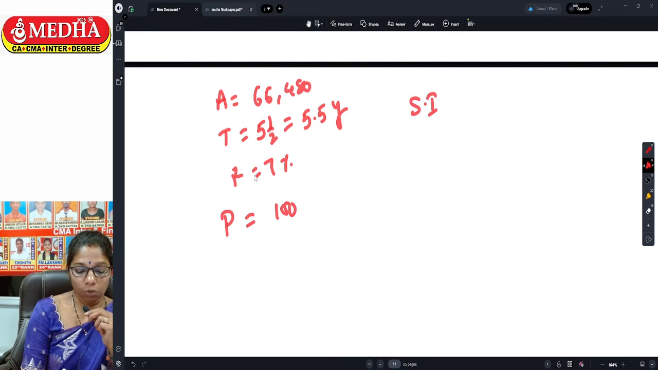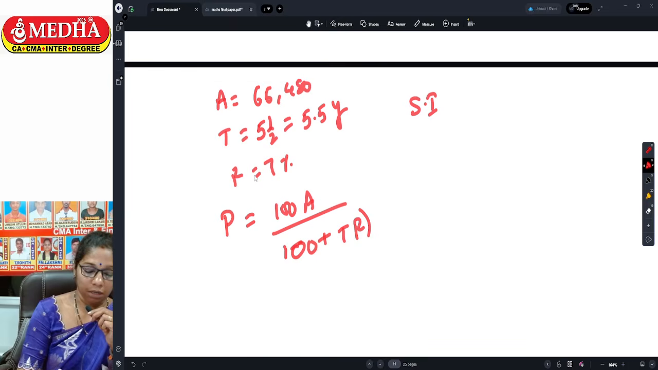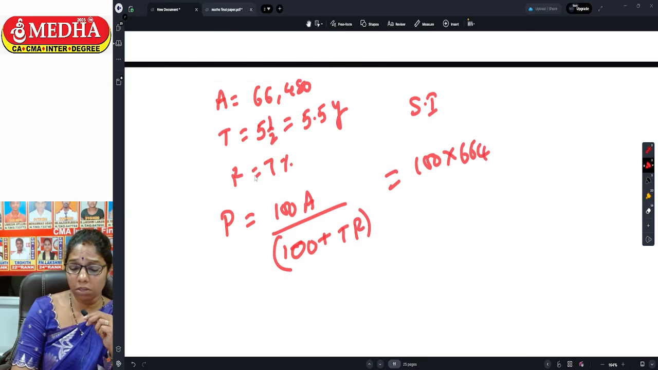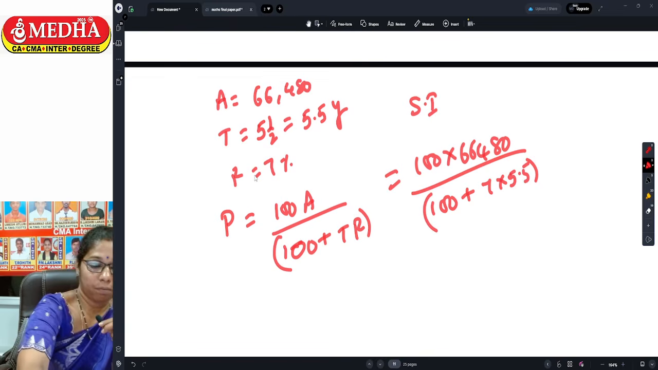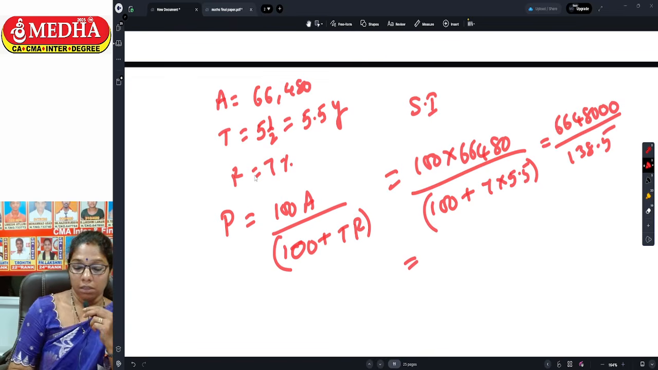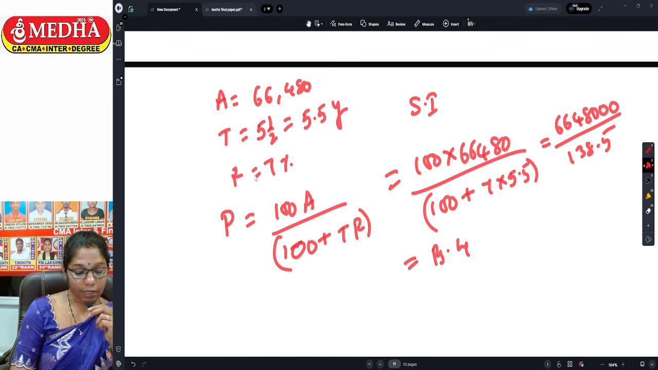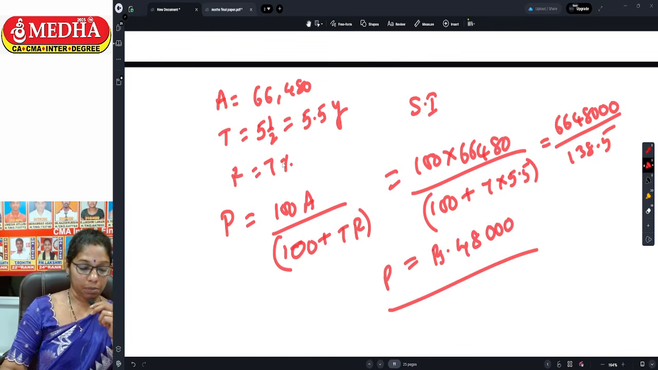So principal is 100 into A by 100 plus TR, that is 100 into 66,480 by 100 plus 7 into 5.5. So finally 5.5 into 7 plus 100 is 138.5. After this division, 48,000 is the solution. This is the principal. 48,000 is the principal.